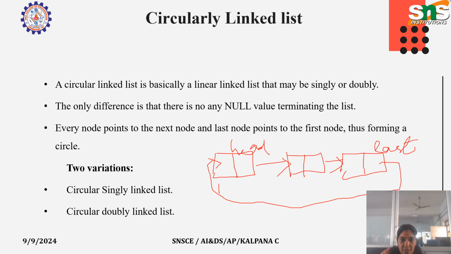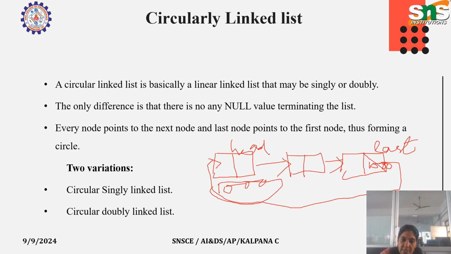For example, the head node is at memory address 1000. So this 1000 will be stored in the last node's next field. Usually in a singly linked list and a doubly linked list, the last node's next field is mentioned as null, right? But here we are going to remove this null pointer by placing the address of the first node.